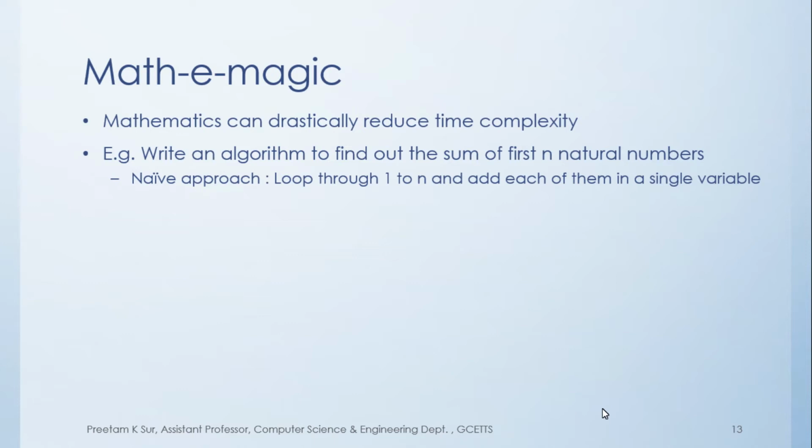So you will have a sum variable where you are looping through and adding from 1 to n one by one, right? So at the end, the sum variable will have the sum of first n natural numbers, right? So this naive approach is going to take order of n time, right?